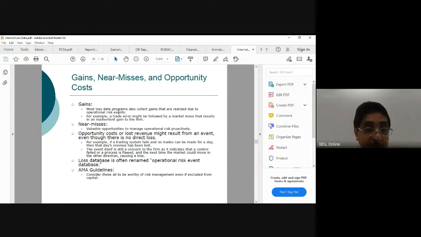Now, I think you asked about excesses, cash excesses. Here there's a way to report it: gains. Most loss data programs also collect gains that are realized due to operational risk events. So actually, the excess is also an operational risk event. But even though it's a gain, ultimately it is not a gain. It is a reputational issue sometimes.